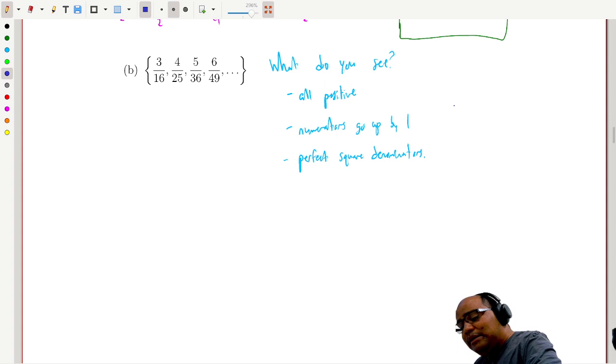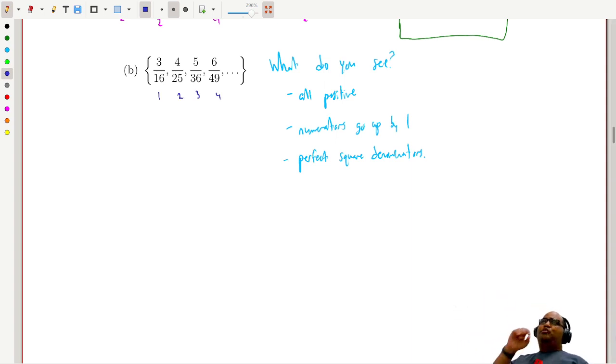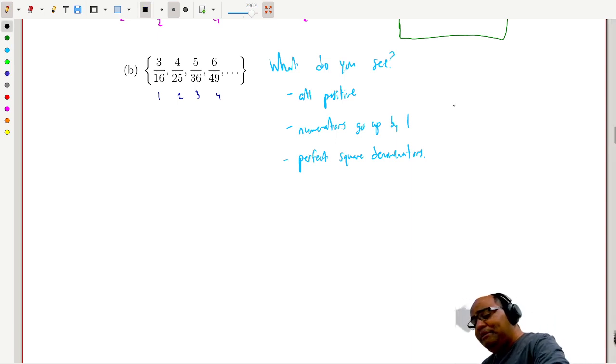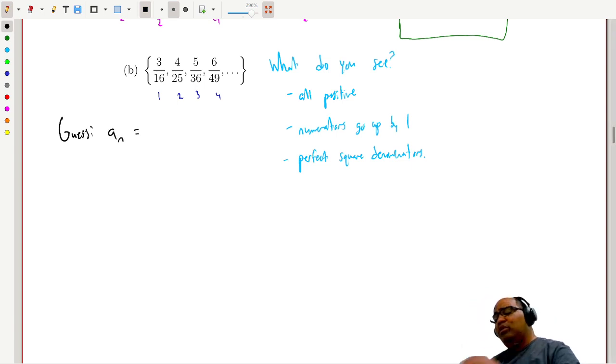So let's go ahead and make a note here. 1, 2, 3, 4. What's the relationship between the index there and the numerator? Well, 3 is 2 more than 1. 4 is 2 more than 2. 5 is 2 more than 3. Huh. Looks like we might be getting somewhere. So let's maybe make a guess here. Let's say my sequence a_n is, well, I know that the numerator here is 2 more than the index.